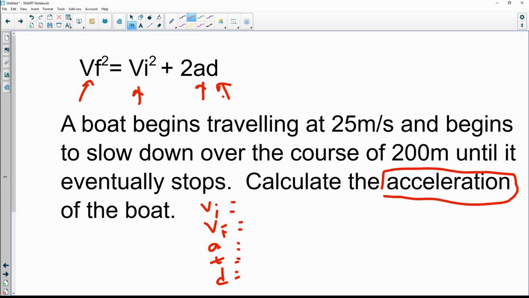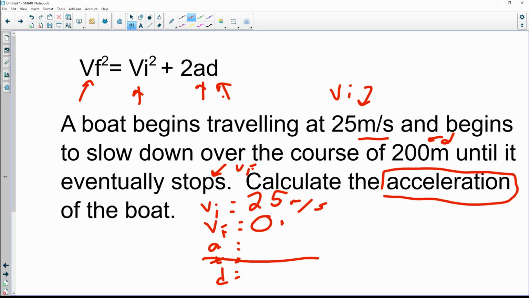Okay? We know the Vi is 25 meters per second because it's going 25 meters per second. I know it's a velocity because it's meters per second. And it slows down over the course of 200 meters, so that's a d, until it eventually stops. That is a Vf. Calculate the acceleration. So what they don't ask for and they don't care about is time. But I know my Vi is 25 meters per second. I know my Vf is 0 meters per second. And I know my displacement is 200 meters.